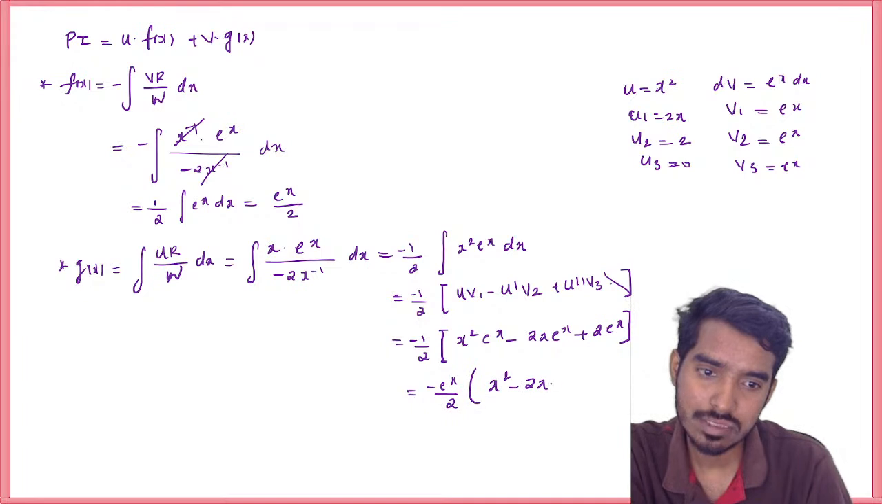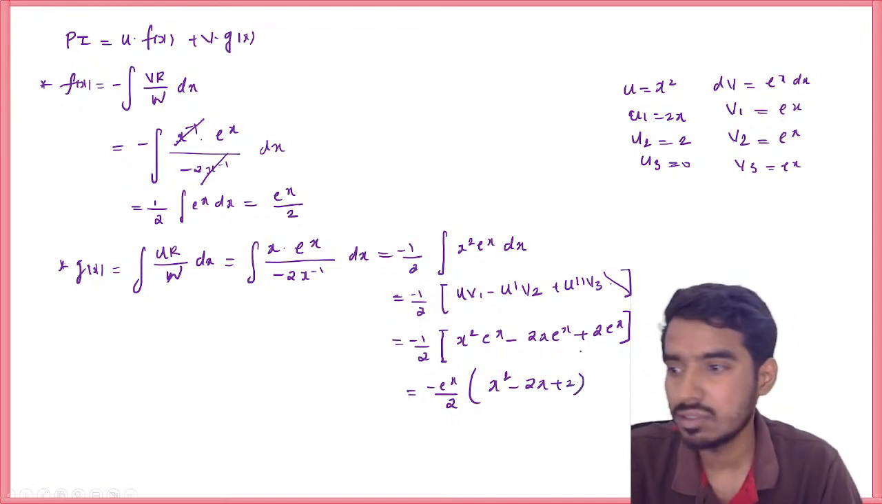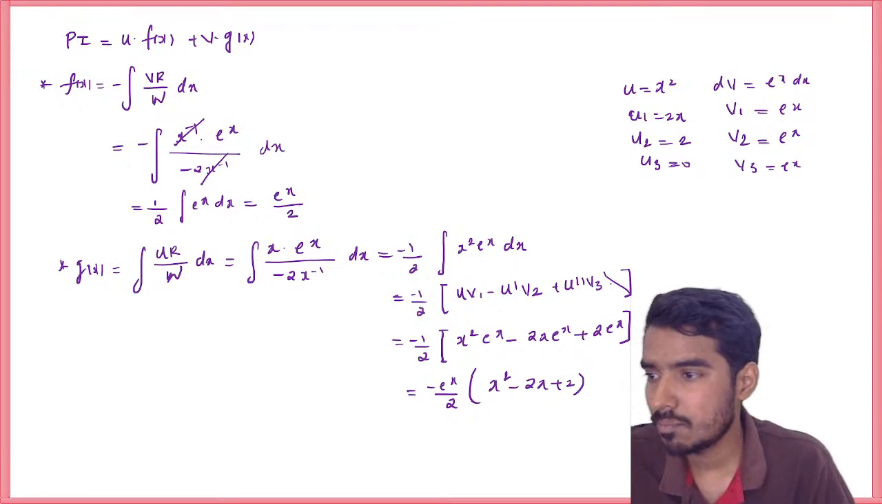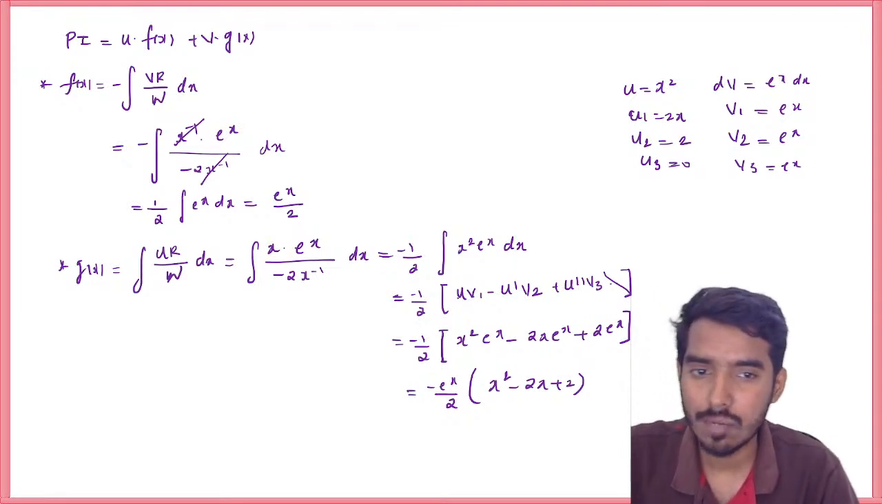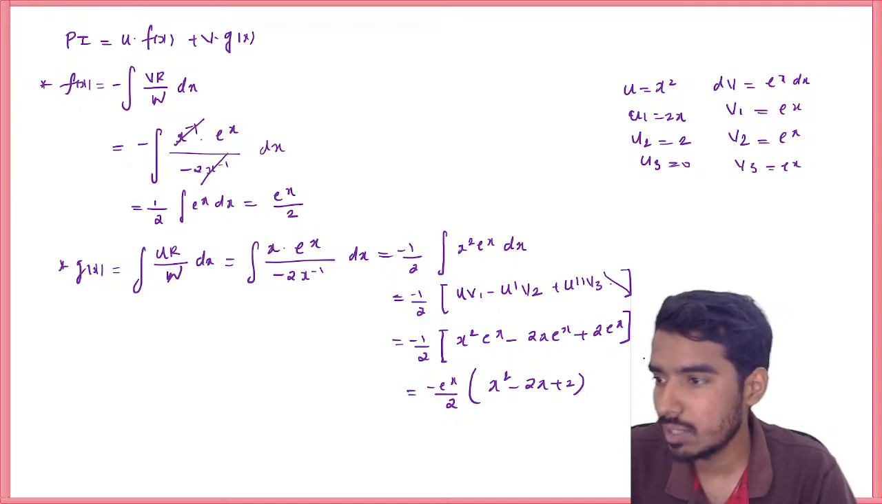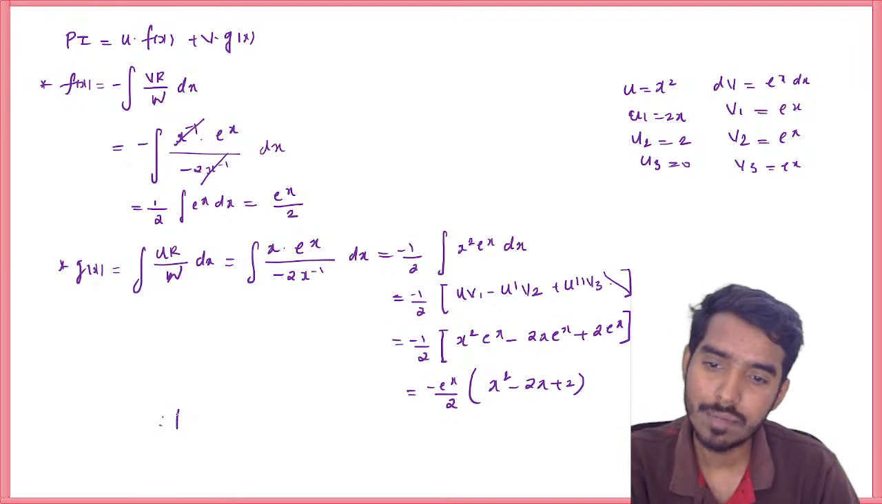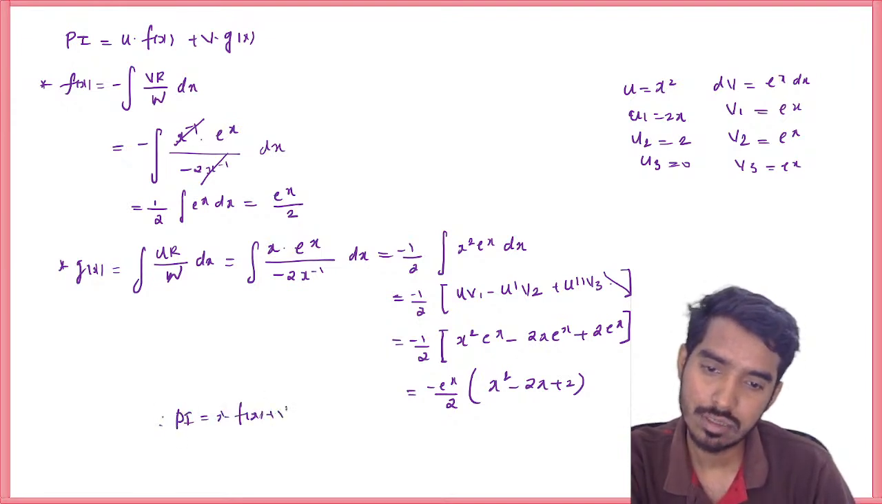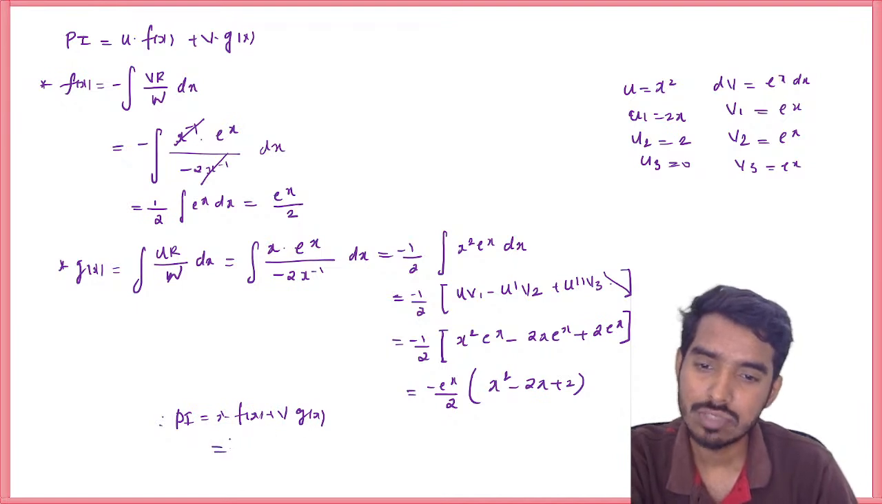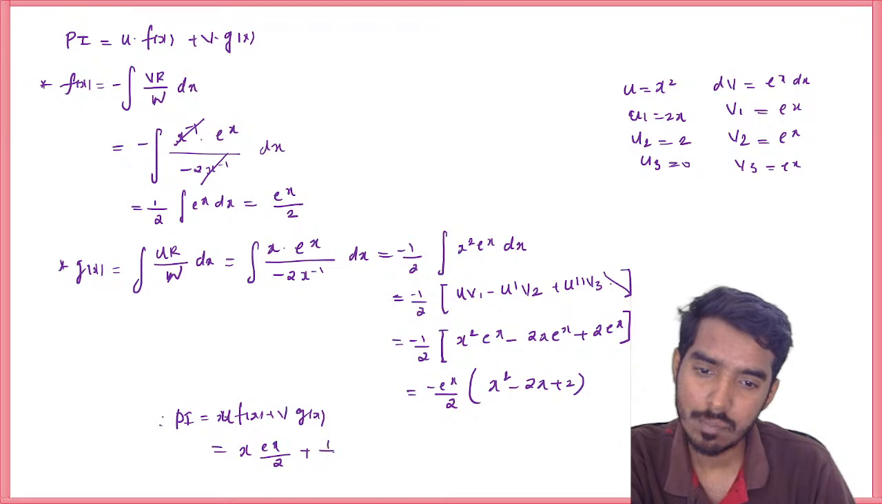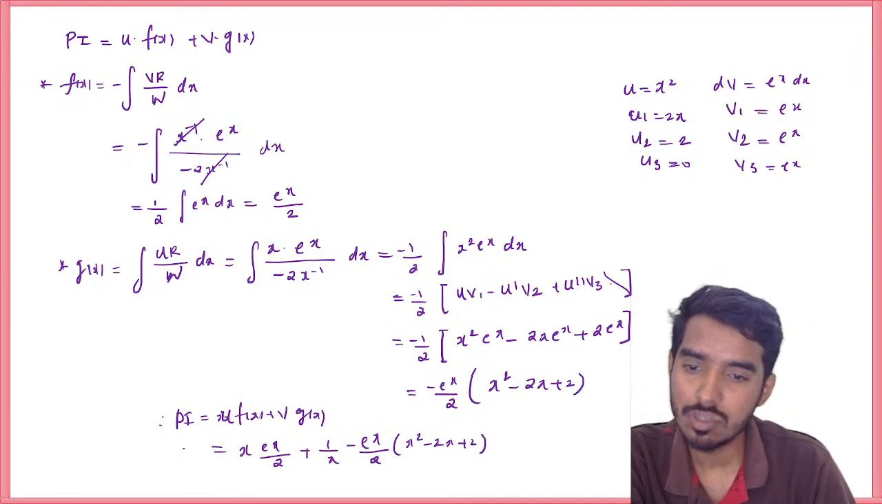we get g of x, right? So integration of u r by w minus dash v. That's it, right? So therefore your partial integral is u into f of x plus v into g of x. u is x, f of x is e power x by 2, v is 1 by x, g of x is e power x by 2 into x square minus 2. This is a partial integral.